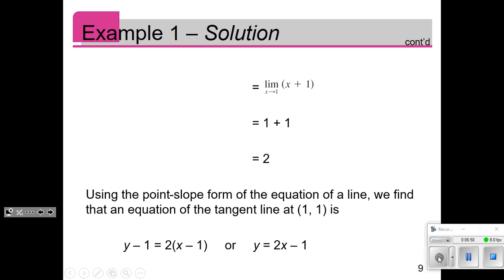Do you all remember the point slope form of a line? Point slope form is y minus y1 equals m times x minus x1, and x1, y1 are your point coordinates. I hope that rings a bell from algebra 1. Y minus y1 equals m times x minus x1. That's the point slope form. So that's what they did down there. Our slope was 2. This right here was my 2 that I just found here. And then we use the point (1, 1).